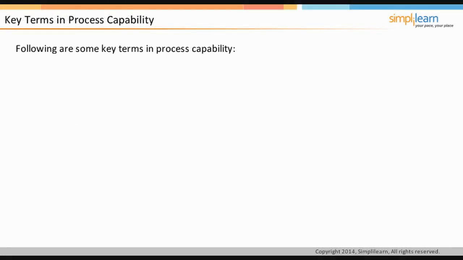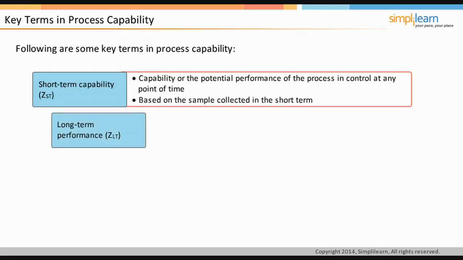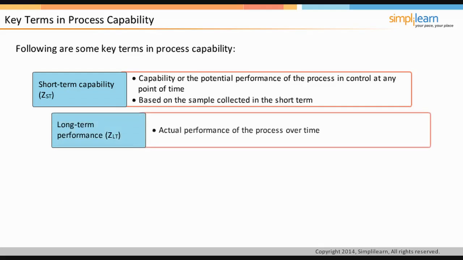We will look at the key terms in process capability in this screen. ZST, or short-term capability, is the potential performance of the process in control at any given point of time. It is based on the sample collected in the short term. The long-term performance is denoted by ZLT. It is the actual performance of the process over a given period of time.